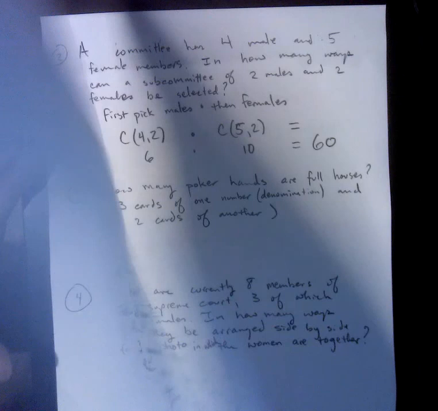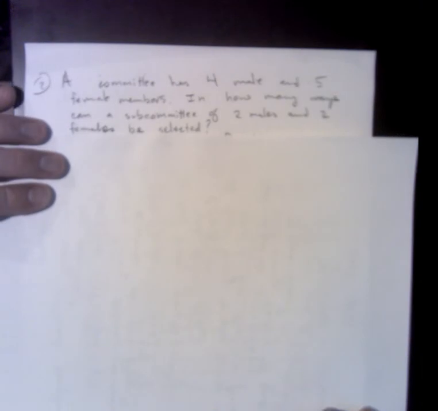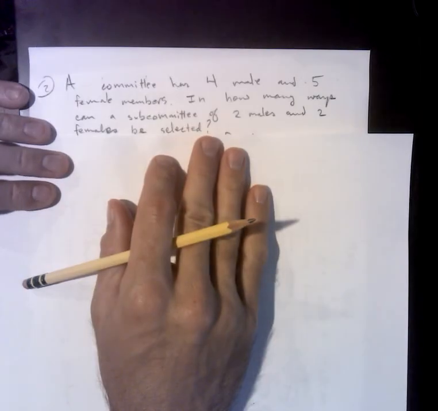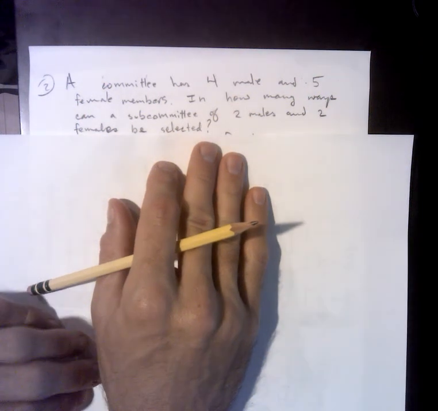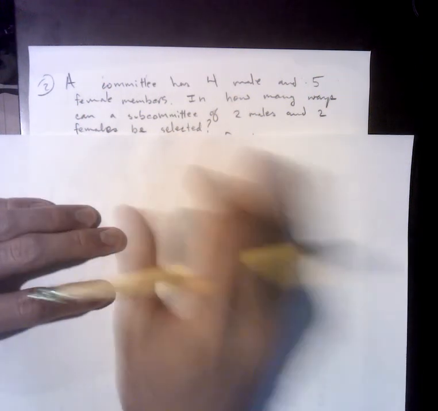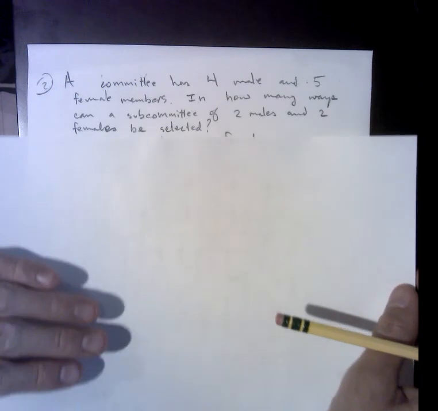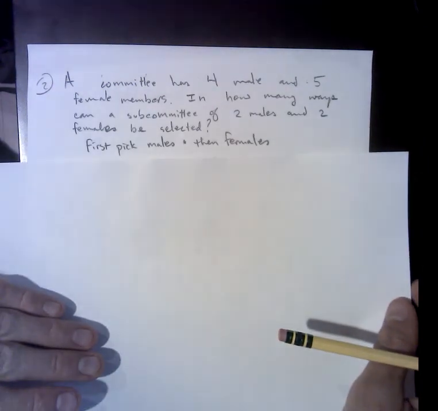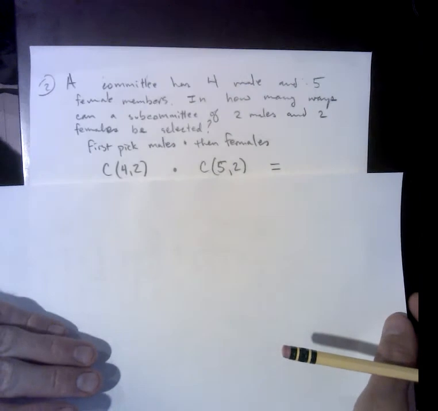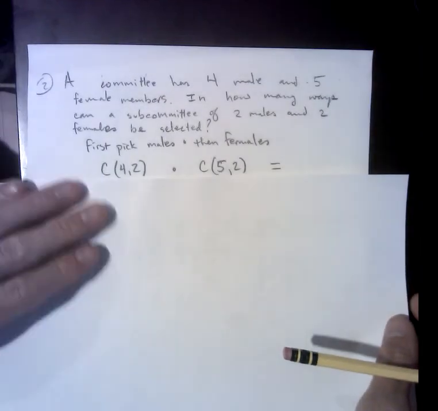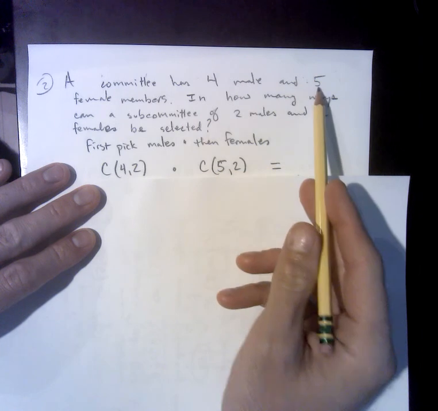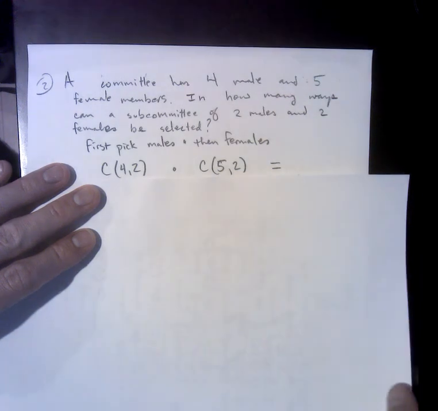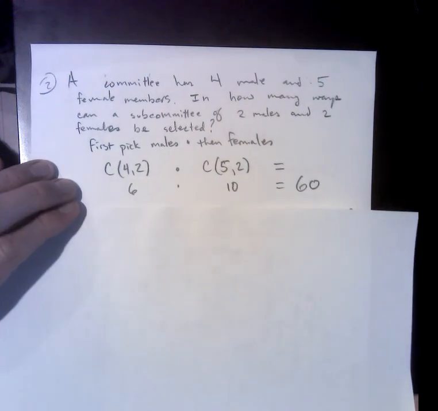I said that was the last one, but let's do one more. Why not? Okay, a committee has 4 male and 5 female members. In how many ways can a subcommittee of 2 males and 2 females be selected? This is very similar to the last problem. First, we're going to figure out how many ways there are for me to pick the males. 4 choose 2. There are 4 males. I'm choosing 2. How many ways are there for me to pick the females? 5 choose 2. There's 5 females, and I'm choosing 2. And so that works out to a total of 6 times 10 is 60.